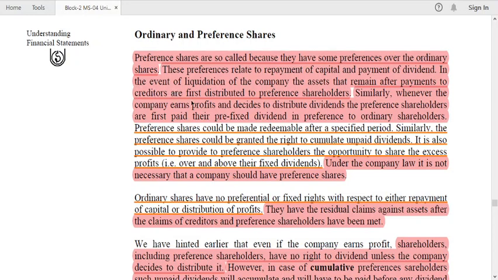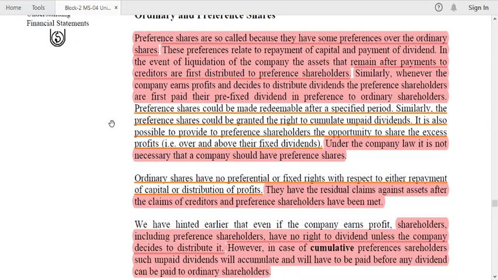The remaining assets will be first given to the preference shareholders, and only at the last will the ordinary or normal shareholders come. Similarly, whenever the company earns profits and decides to distribute dividends, the preference shareholders are first paid their prefixed dividend, a percentage, in preference to the ordinary shareholders. In preference to means before the ordinary shareholders.